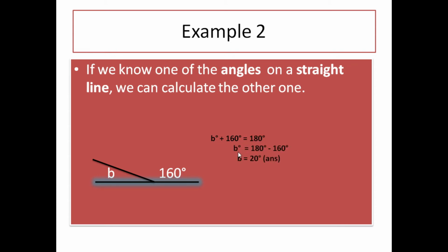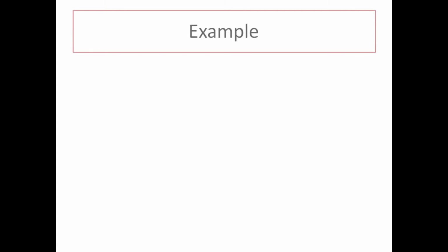And you can see here B equals 180 degrees minus 160. I move this 160 to the right hand side, it will become negative. So 160 will be subtracted from 180 degrees and the answer is B equals 20 degrees. So the value of this B is 20 degrees. Here is one more example by which you can understand more.